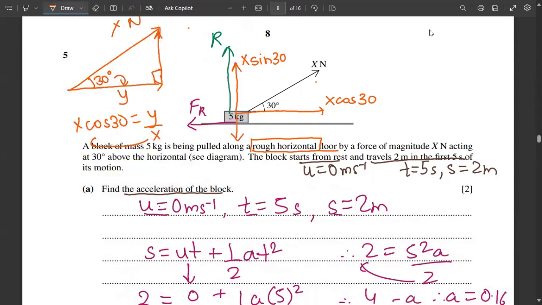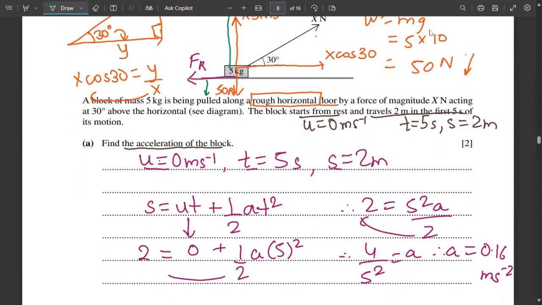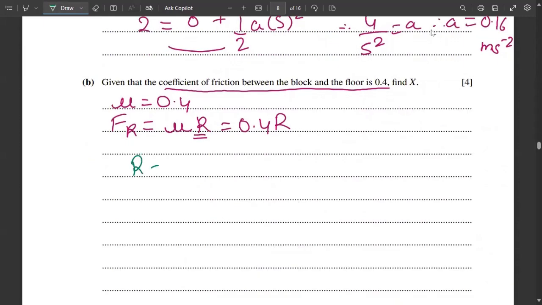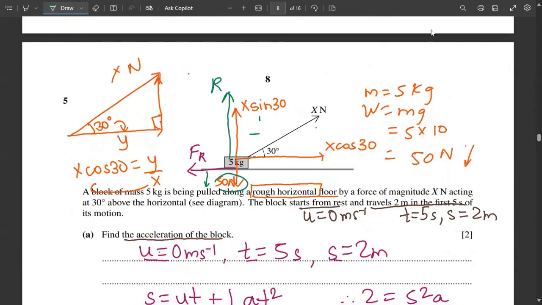this is 50 Newton. Why? Because the mass is 5 kg, so weight is mg, which is 5 into 10, because gravity is 10. So weight is 50 Newton downwards, because weight always acts vertically downwards. So R will be nothing but 50 minus X sine 30, the downward force minus the upward force. So R is equal to 50 minus X sine 30.